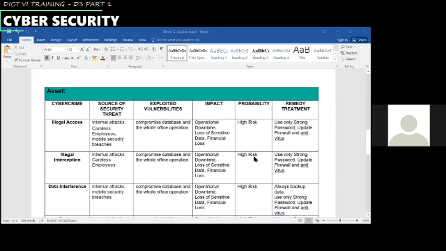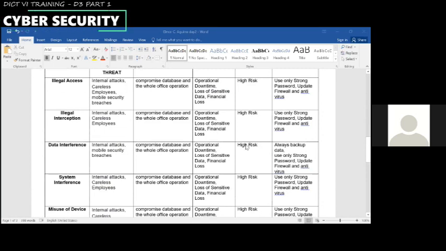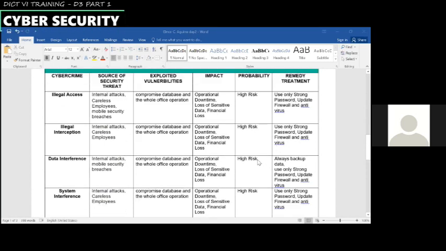Then this time, in terms of the cybercrimes that we have listed, again, these cybercrimes are given to us as a checklist by your ISO standards. We did not just create this on our own, because this was done in a survey manner, wherein it was identified as one of the most common attacks, not just in our country, but also globally. So first one is illegal access. He identified it as internal attacks, careless employees, mobile security breaches.